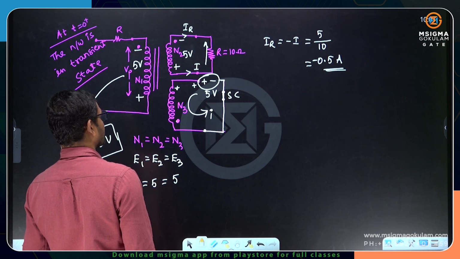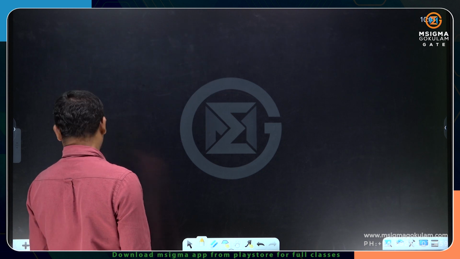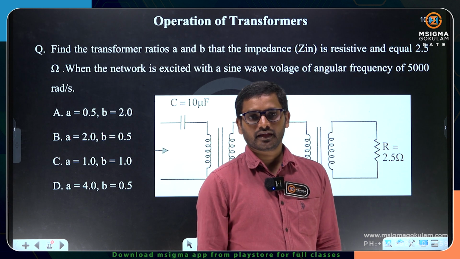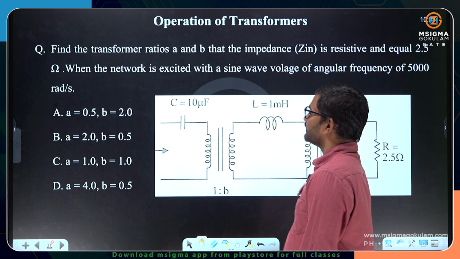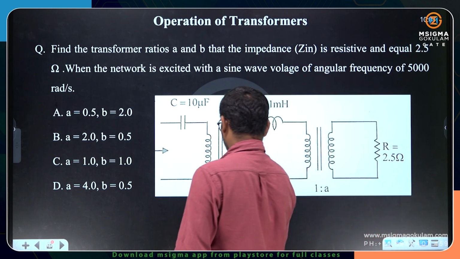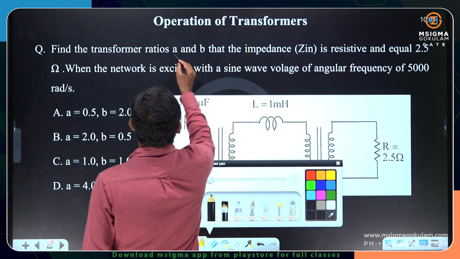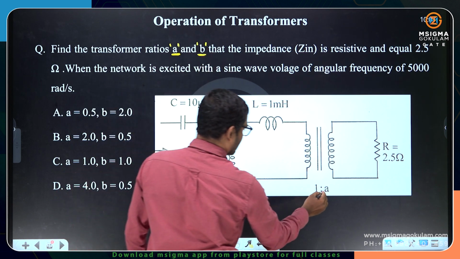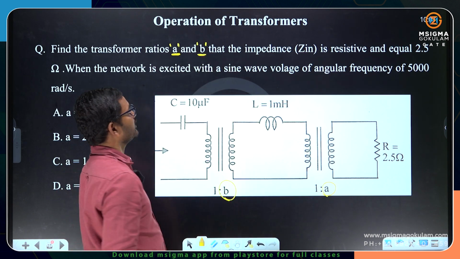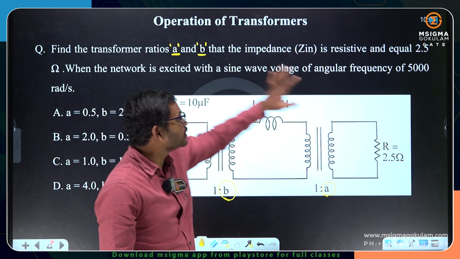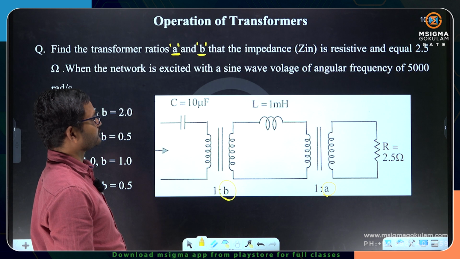All right, let us see one more question. The question is to find the transformer ratios A, B. Here A is given here, B is given here, and the impedance is resistive and equal to 2.5 ohms.